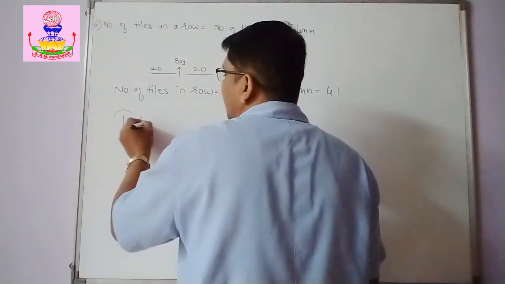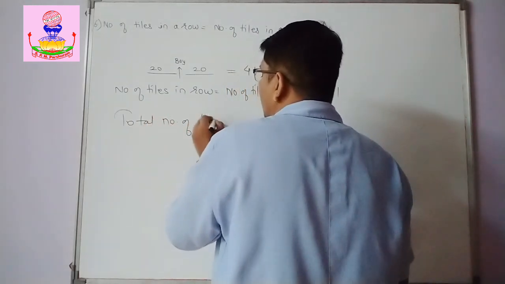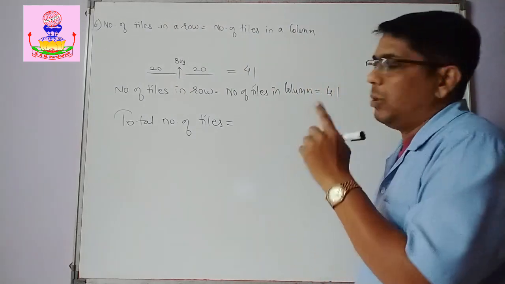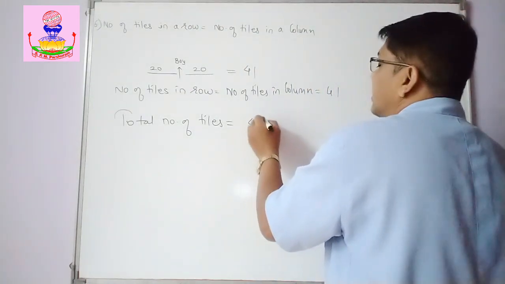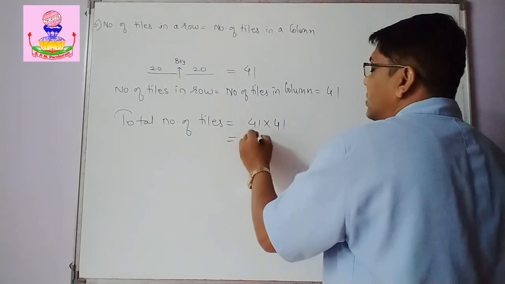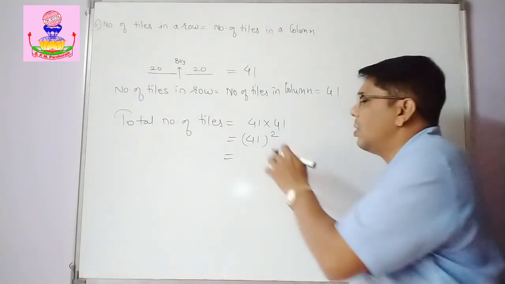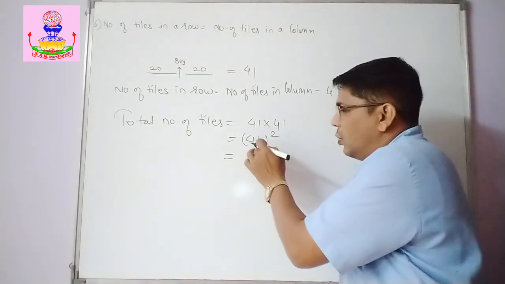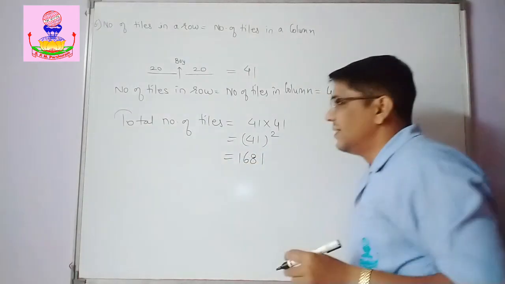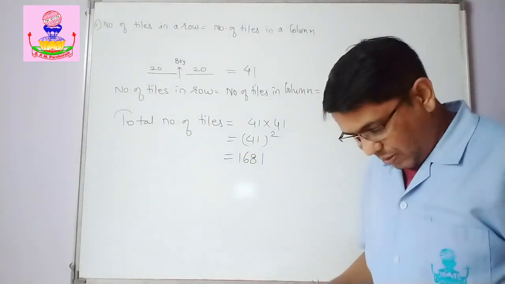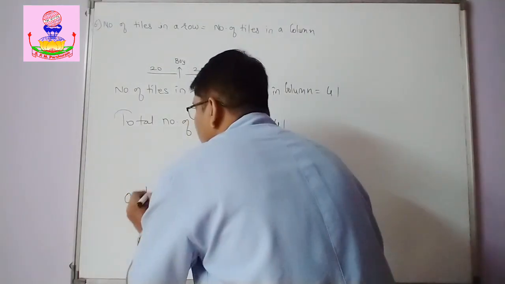So total number of tiles, if I want to find, what I will do? Number of tiles in row multiplied by number of tiles in column. So that is 41 into 41, that is 41 square. Okay. So I know 1 square is 1, 4 ones are 4, 4 twos are 8, and 4 fours are 16. So 1681. That is the answer. Option number 2.